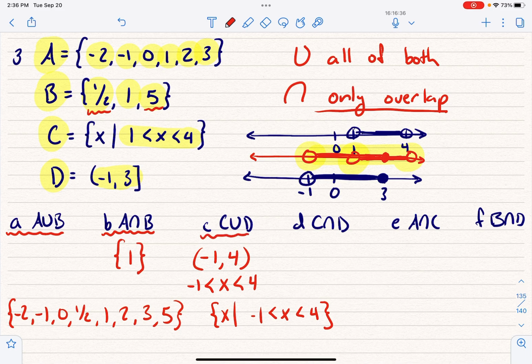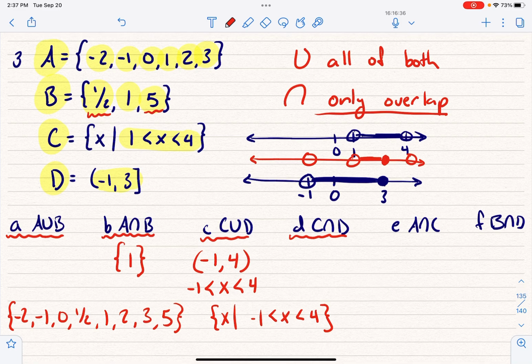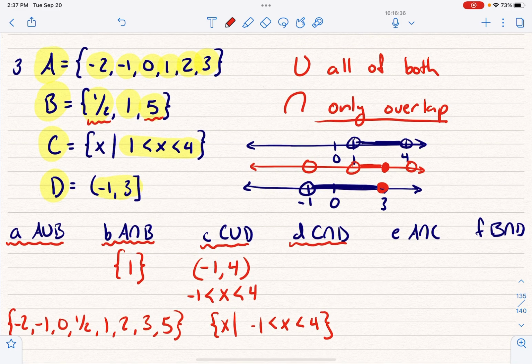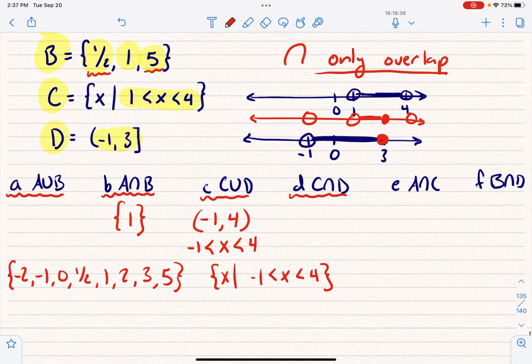Okay? Now, the intersection, I think that's a little bit easier because again, it's only where they overlap. And so I'm going to take this apart a little bit and ask, where do they overlap? They only overlap in this little middle section right here, okay? And because the top graph does not include the number 1, then the overlap doesn't include the number 1. And the bottom graph only goes up until 3. So we can't go any higher than that. And so it would just be from 1 to 3, including 3, but not 1.